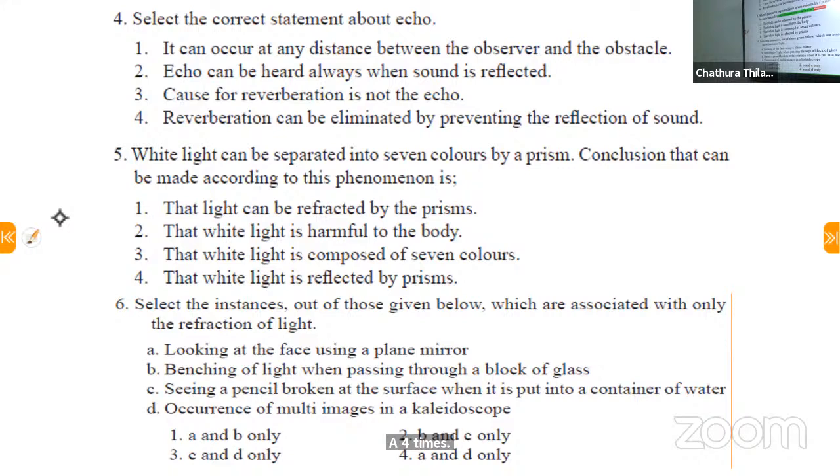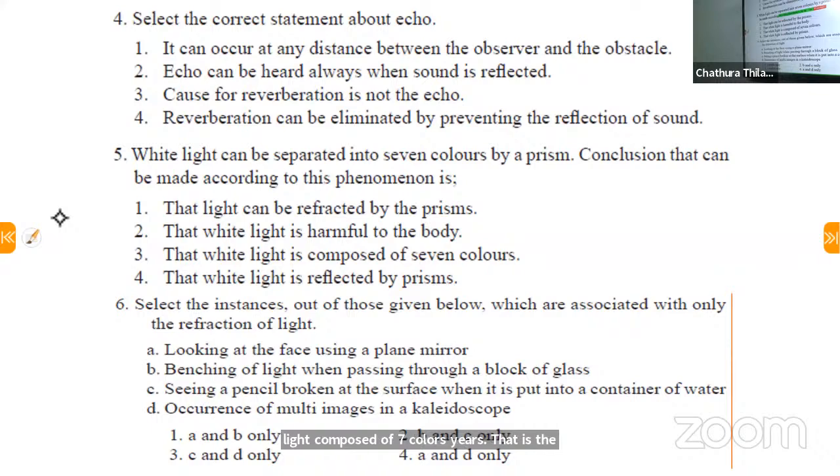Fifth one, white light can separate into 7 colors in a prism. Conclusion that can be made. The light can be refracted by the prisms. Is that correct? No. Is white light harmful to the body? No. The white light is composed of 7 colors. Yes. That is the conclusion.